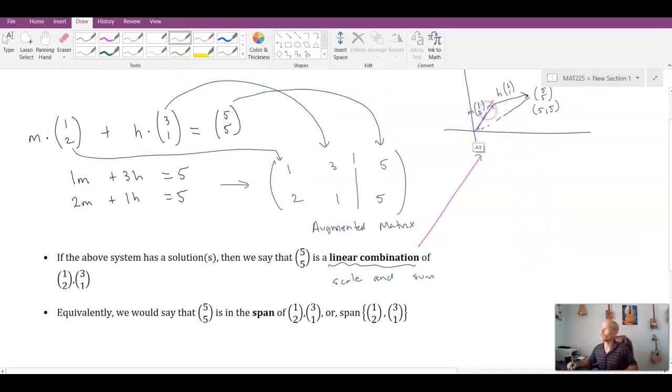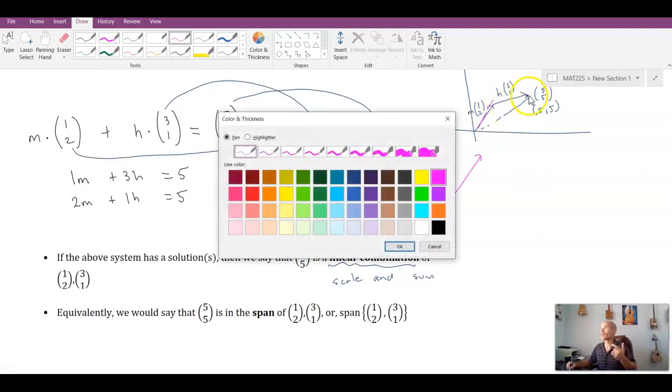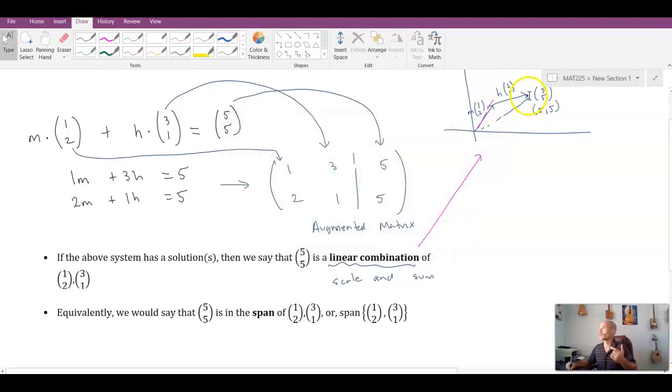It means, can I scale the first vector by something, add some scalar multiple of the second vector to it, such that I arrive at my destination, the desired point, which in this case is the point 5, 5. So in this case, yes, because we know we can take the 1, 2 and 3, 1 vectors anywhere in 2 dimensions, 5, 5 is definitely going to be a linear combination. We would have to reduce this system, which we can now do with our technology, and then that would give us the exact values of m and h that we would need, the number of hours that we would need to ride the magic carpet and the hoverboard to make it to the destination 5, 5.